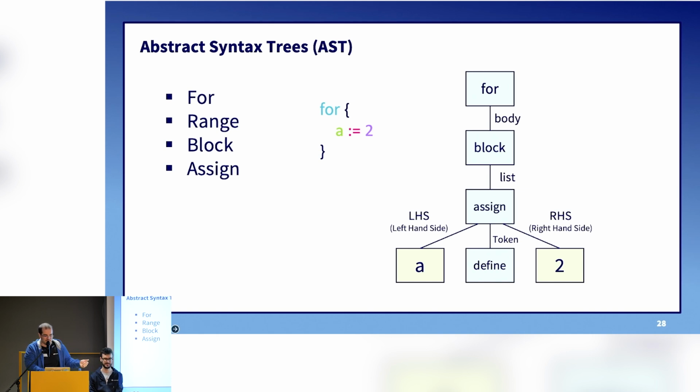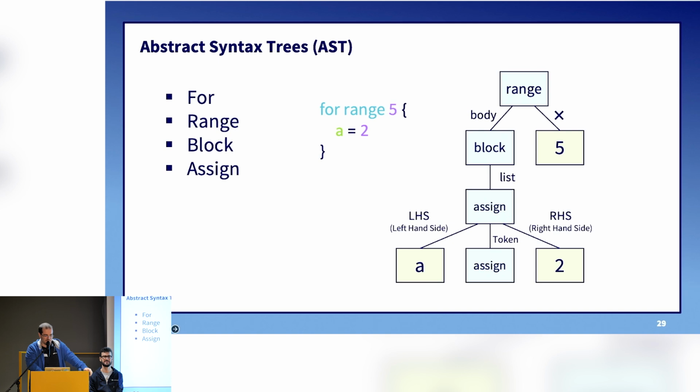Another example, slightly different, but not too much. We are in another type of for loop. It's a range loop. It's basically all the for loops with the keyword range. We range over what? We range over 5. And this time the token is not define, it's assign, because we are not defining a new variable, we're assigning a value to an existing variable. Okay? Cool.